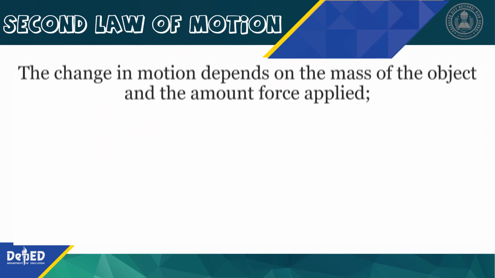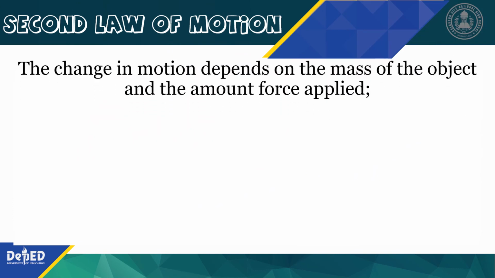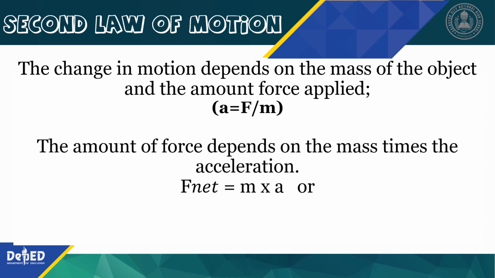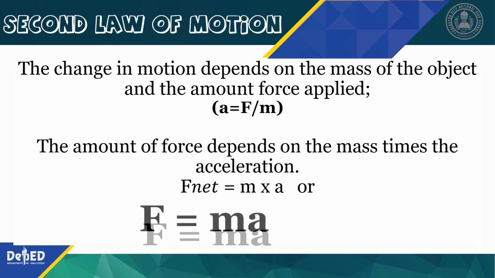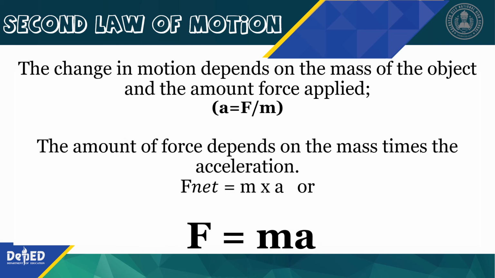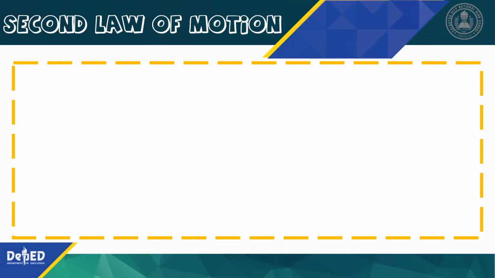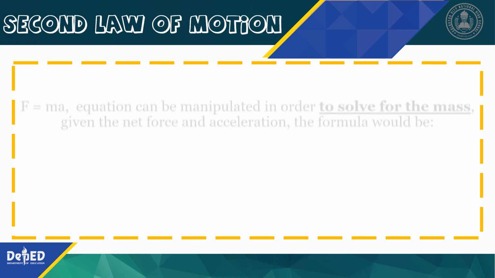The change in motion depends on the mass of the object and the amount of force applied, which gives you acceleration equals force over mass. The amount of force depends on the mass times the acceleration, which gives you force equals mass times acceleration. And this will be the formula in order to solve for the mass.